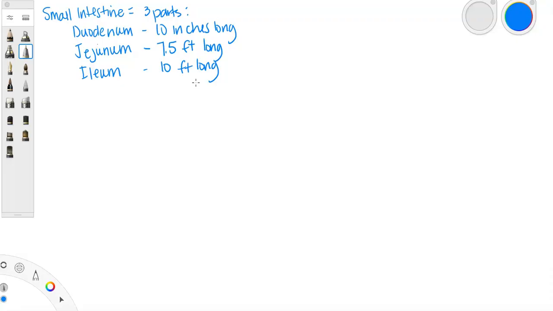So your food has a long way to go to get through the intestine. So it has a long opportunity to be absorbed. So the functions of the intestine are going to be chemical digestion and absorption.